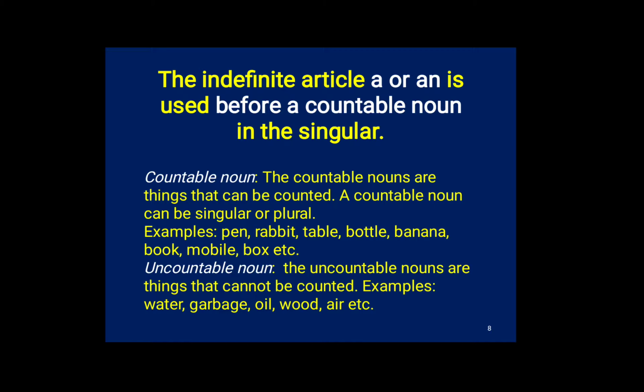Examples, we can say one pen, two pens, etc. Rabbit, table, bottle, banana, book, mobile, box, two boxes, three boxes, four boxes, we can count them. So we call them countable nouns. And coming to uncountable nouns, the uncountable nouns are things that cannot be counted. Examples, water. Can we count water? No, impossible. So garbage, oil, wood, air. They are things which cannot be counted. So we call them uncountable nouns. So the indefinite articles a or an are used before a countable noun in the singular.